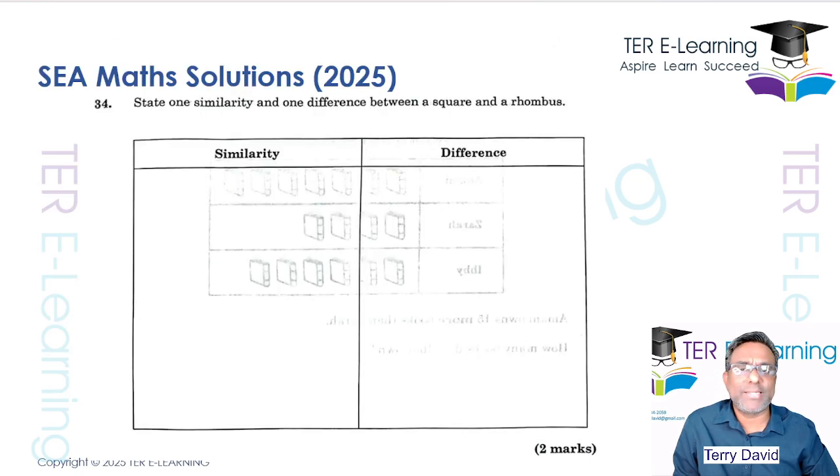For this one here, state one similarity and one difference between a square and a rhombus. So let's draw what a square looks like. This is a square. All the angles in a square are 90 degrees, and all the lengths are the same. When it comes to a rhombus, a rhombus looks like this.